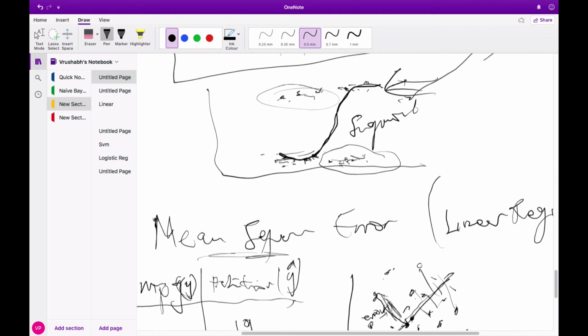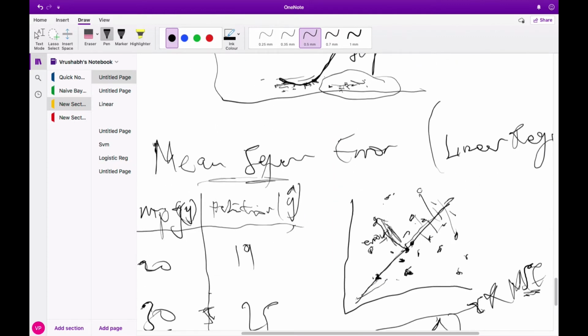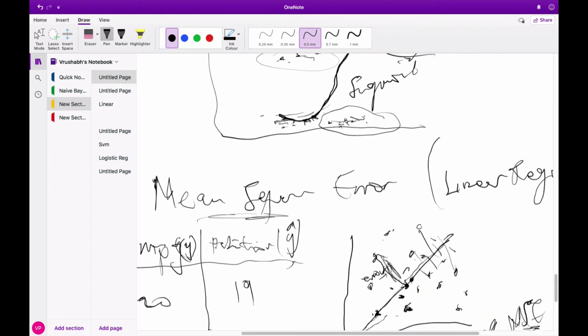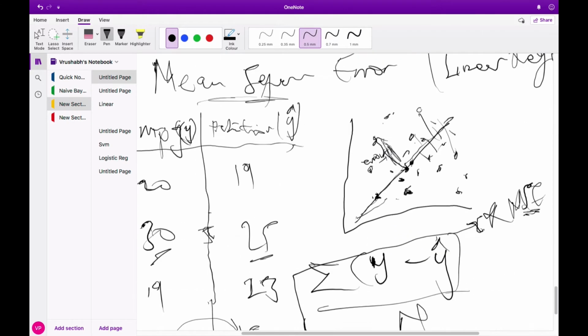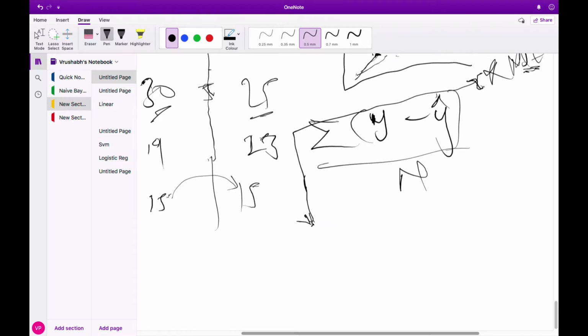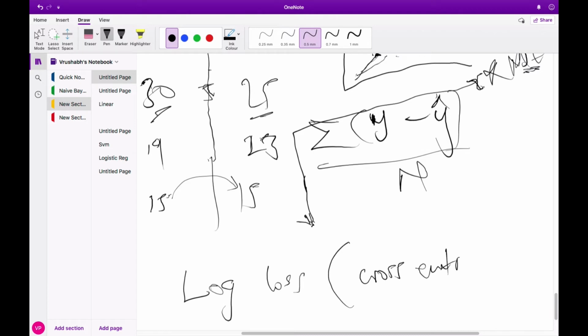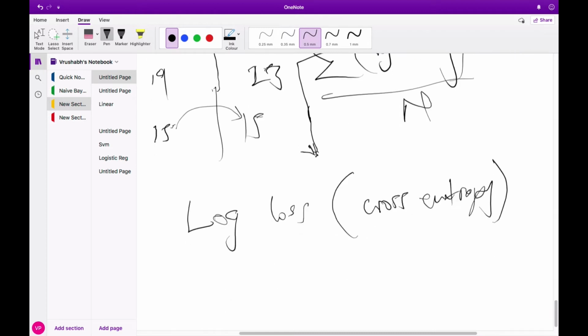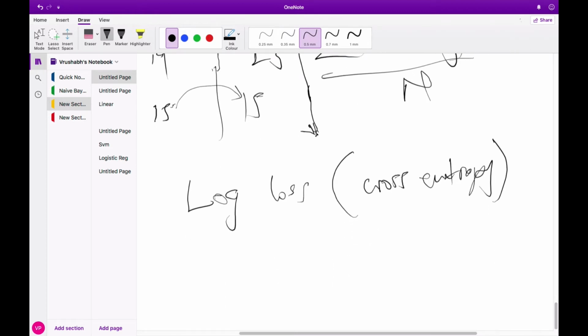In this case, we are not using a linear regression, we are using a sigmoid curve, so we cannot actually minimize the sum of squares. What we can do is minimize what is called the log loss. Some people also call it cross entropy. Let me show you what this equation looks like, the log loss or the cross entropy.